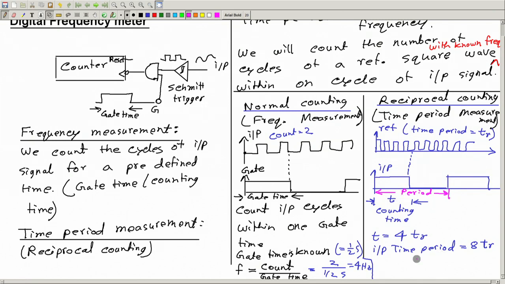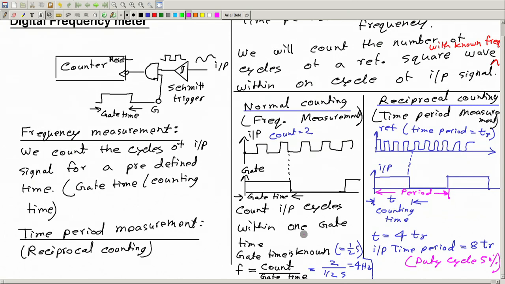And if we assume that duty cycle is 50%, that means this time is same as this time. So, if I have 4 counts here, so I will have obviously 4 counts here. So, then I can say, okay, the time period is 8 TR, where TR is the known time period of the reference signal. Okay. So, this is the difference between normal counting and reciprocal counting. In normal counting, we count the input signal within the on time of gate signal. And here we count the reference signal within this on time of input signal, okay, opposite. Okay. That is why it is called reciprocal counting.